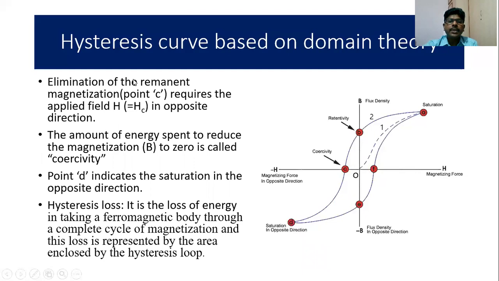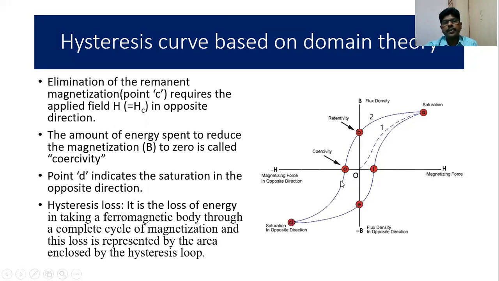Now, elimination of the remnant magnetization, that is reaching the point C, requires the applied field H in the opposite direction. So you are applying H in the opposite direction, then you reach the point C. That point is known as coercivity. The amount of energy spent to reduce the magnetization to 0 is called coercivity. Now, point D indicates the saturation in the opposite direction.